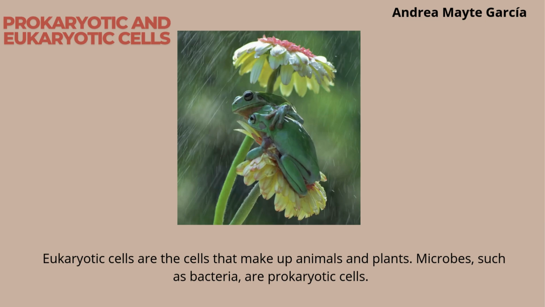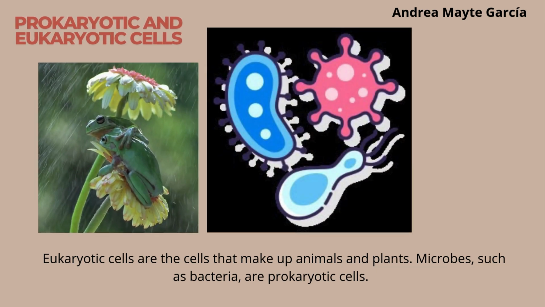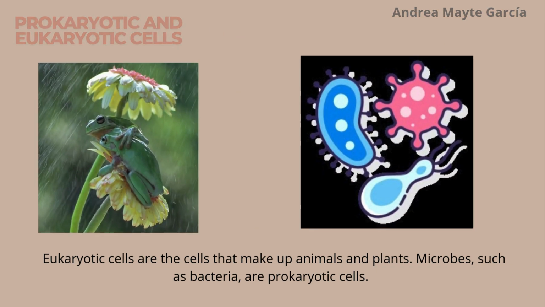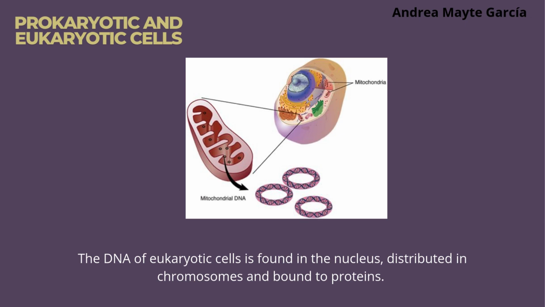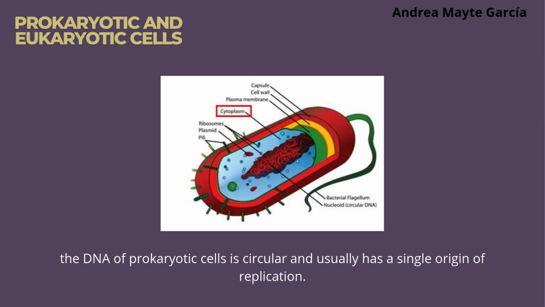Eukaryotic cells are the cells that make up animals and plants. Microbes, such as bacteria, are prokaryotic cells. The DNA of a eukaryotic cell is found in the nucleus, distributed by N chromosomes and bound to proteins. The DNA of prokaryotic cells is circular and usually has a single origin of replication.